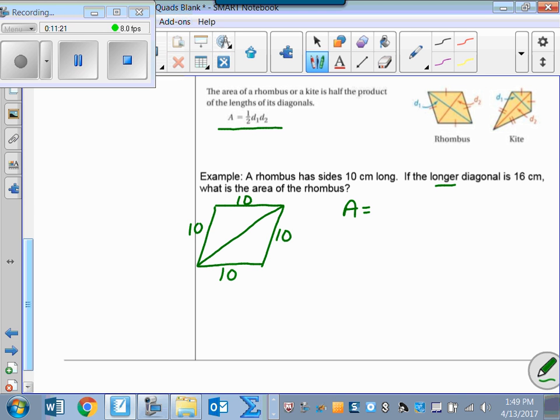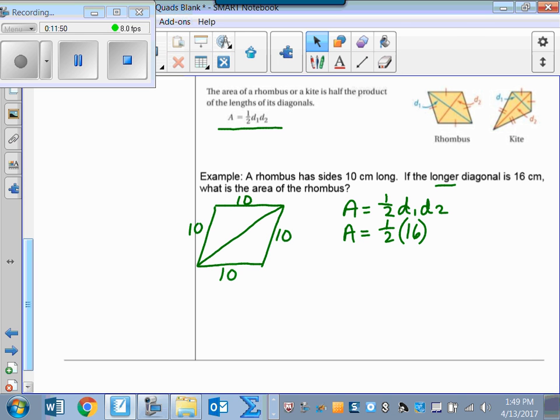Guys, I put a lot of practice problems at the end of this lesson because I think the more you do, the more it will help you to remember these formulas. So every time you do one of these problems, you need to write the formula. That will help you to memorize it. Okay, so area is 1/2 d1 d2. All right, so I got 1/2. I know one diagonal is 16. I got to get that other diagonal length. How am I going to do that?